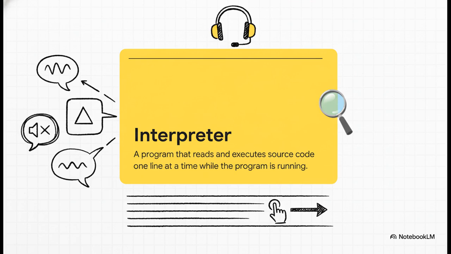Okay, so what's the other way? The interpreter. Now, if a compiler is a book translator, an interpreter is more like a live translator at the UN. They listen to one sentence, immediately translate it, and say it out loud, then they wait for the next sentence. It's all happening in real time, one piece at a time.